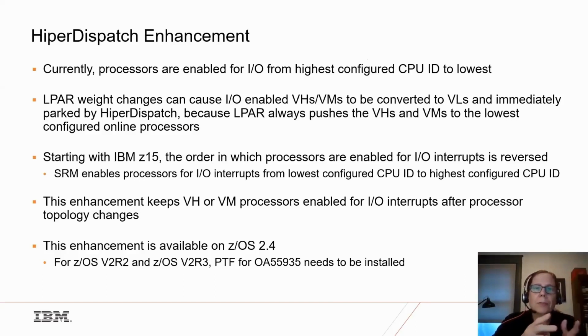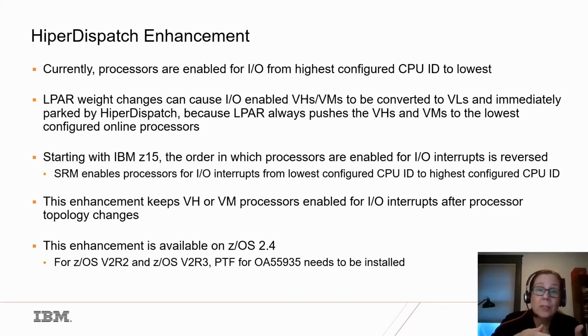So currently processors are enabled for I/O from the highest configured CPU ID to the lowest. And if there was an LPAR weight change, that would cause the I/O enabled vertical highs and vertical mediums to be converted to vertical lows and then immediately parked by hyper dispatch. Because LPAR is going to always push the vertical highs and mediums to the lowest configured online processor.